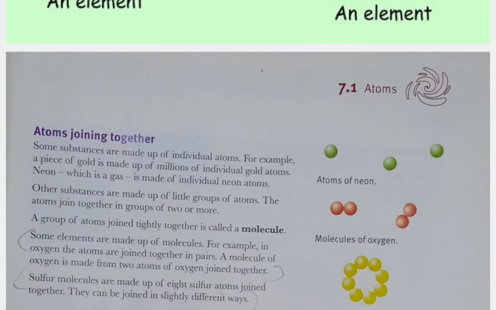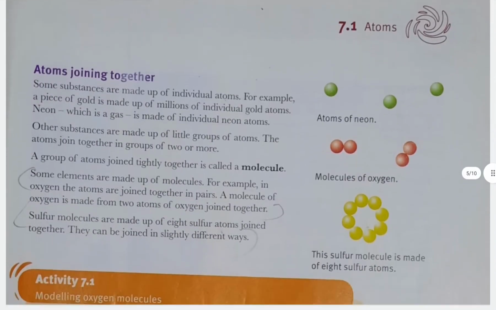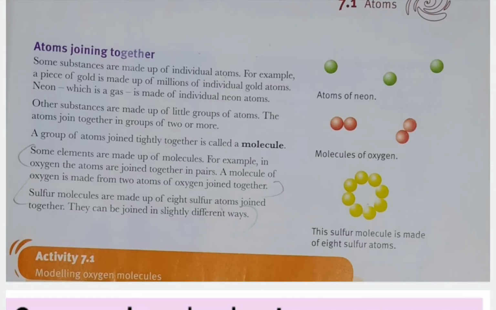So നമ്മൾ atom നോക്കി, element നോക്കി. Next we are going to study about molecules. Okay, so some substances are made up of individual atoms. For example, a piece of gold is made up of millions of individual gold atoms, and neon, which is a gas, is made up of individual neon atoms.